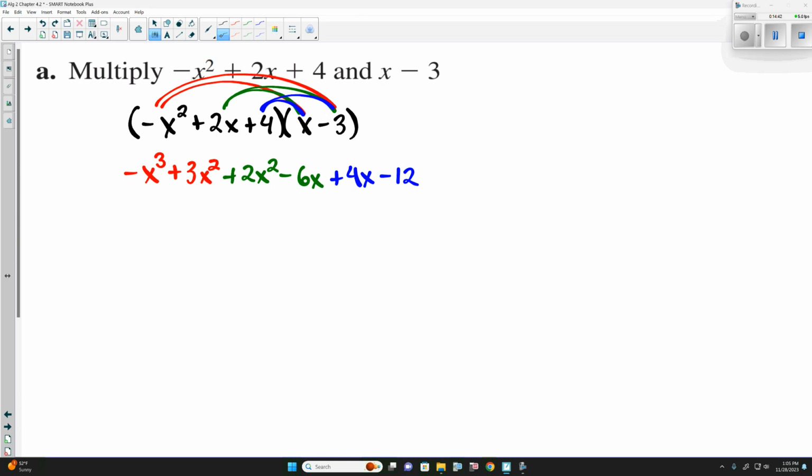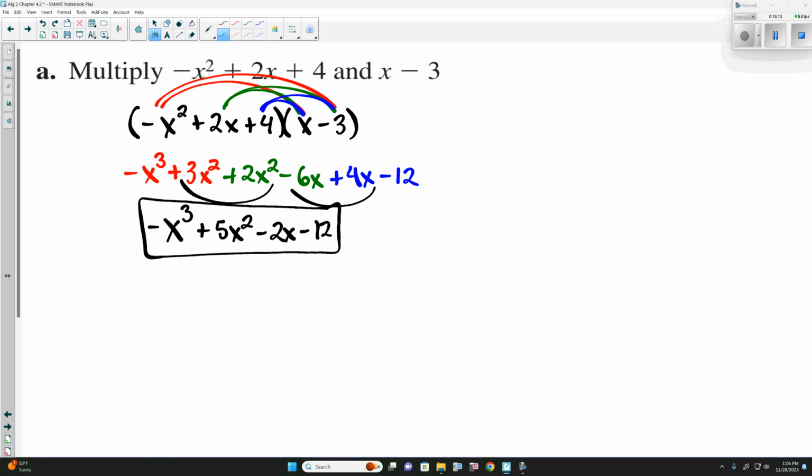Questions on this here? Now the nice thing with this problem is that the like terms actually ended up being next to each other. Our x cubed term doesn't have any like terms, so it just stays negative x cubed. We have 3x squared plus 2x squared, which is plus 5x squared. Negative 6x plus 4x is negative 2x minus 12. And that is it.